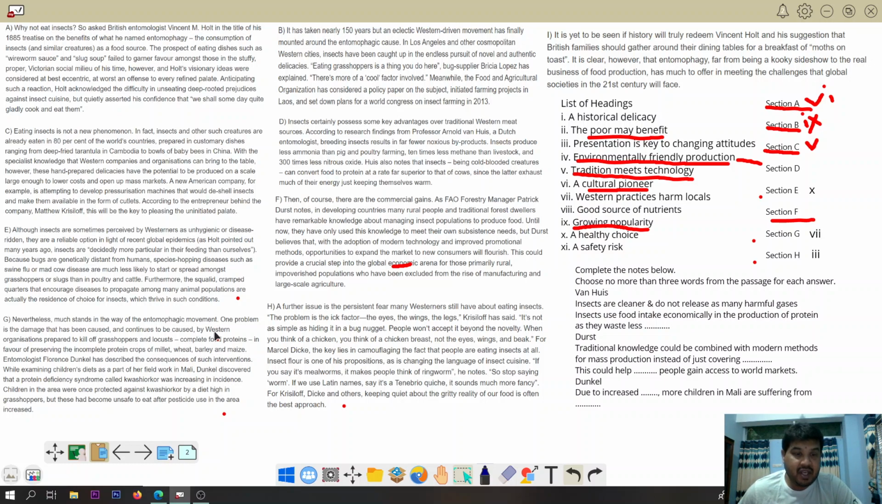Now, again, here the interesting topic is harm that has been caused, or the damage that has been caused by the Western practices, so Western organizations. Again, here we find that it is talking about Western practices or Western organizations causing some sort of harm, or they're doing something bad. So here, Western practices harm locals.